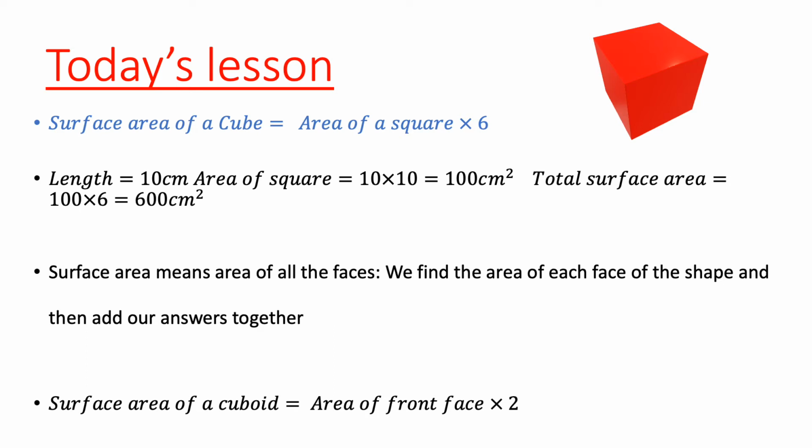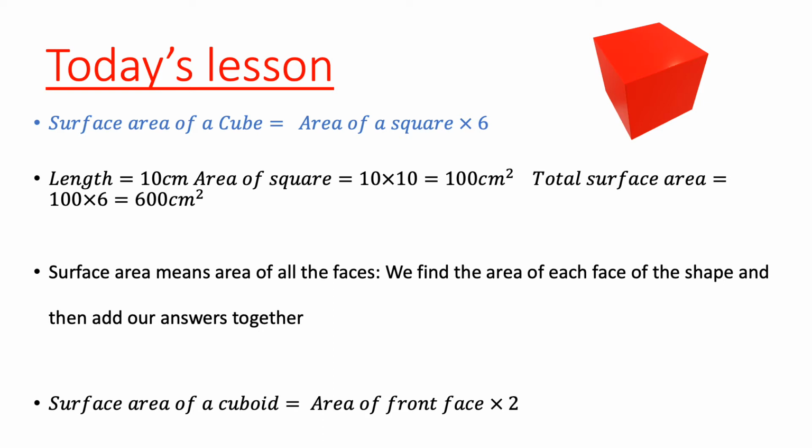Okay, so the length is 10 centimeters, so the area of the square will be 10 times 10, which is 100 centimeters squared. So the total surface area will be 100 times 6, which is 600 centimeters squared. So that is the surface area of my cube, guys. Surface area means the area of all the faces here. So it's the area of the whole 3D shape. So we find the area of each face, and then add up our answers accordingly.